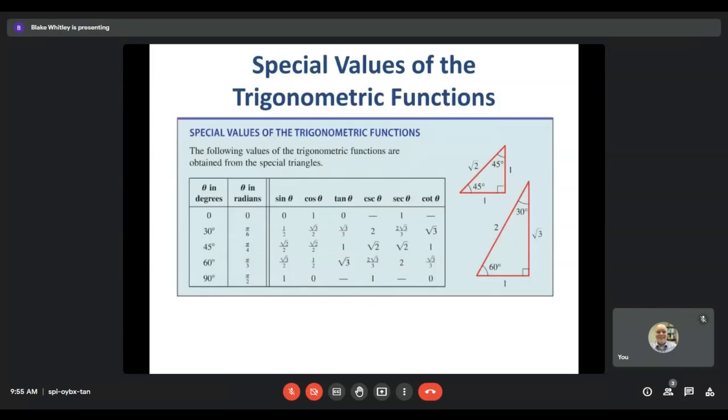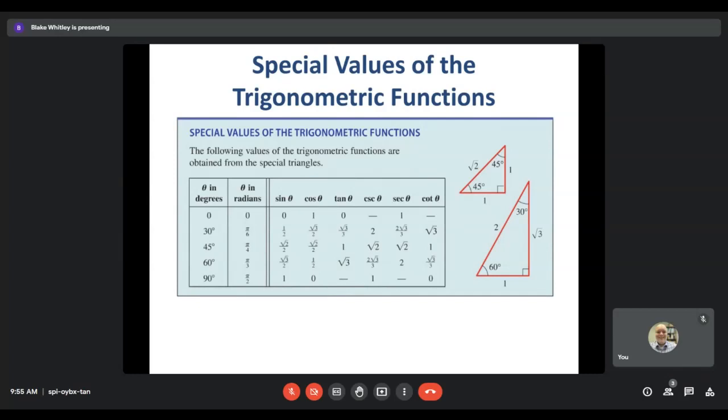All right, now some special angles that we're going to see a lot throughout the rest of this course and that you're going to want to start memorizing. 0 degrees, very common angle that we're going to see. 30 degrees, 45 degrees, and 60 degrees are probably the most common ones that we're going to use. And then our 90-degree angle is also pretty common.